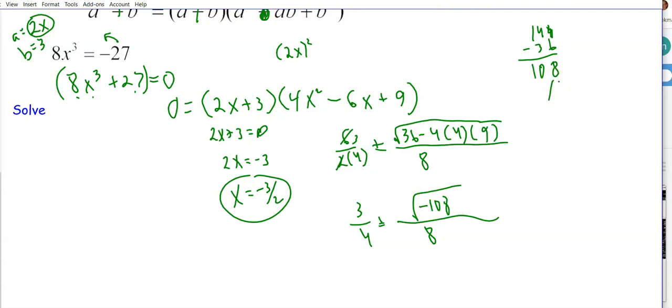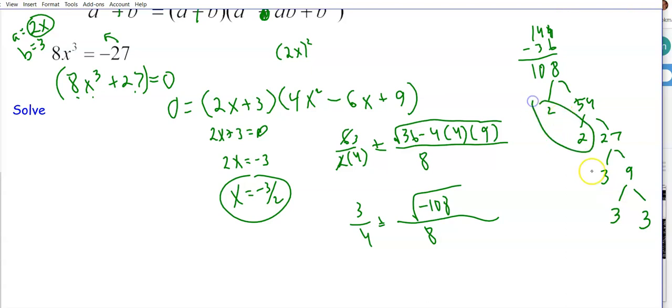Let's see, 108, let's do a prime factorization. That'd be 2 times 54, 2 times 27, 3 times 9, and 3 times 3. So there's a square root, so I'm looking for a pair of 2s, a pair of 3s with a 3 left over. So a 2 and a 3 comes out. So I get 3/4 plus or minus 6, because that's 2 times 3, i, because of the negative. Square root of 3 is still left over inside.